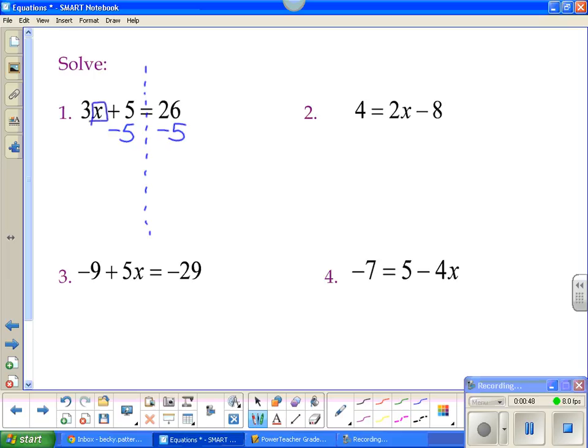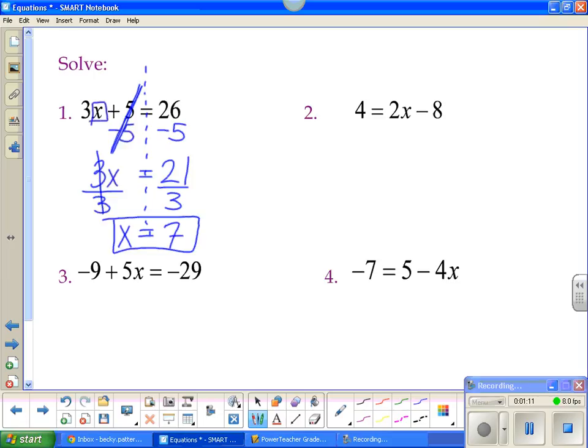The positive 5x and the negative 5x cancel. So all I have left on this side is my 3x. And then 26 minus 5 is 21. Now to move the 3 from the x, we're going to divide both sides by 3. That causes those 3's to cancel. So x equals 7. And you're done.